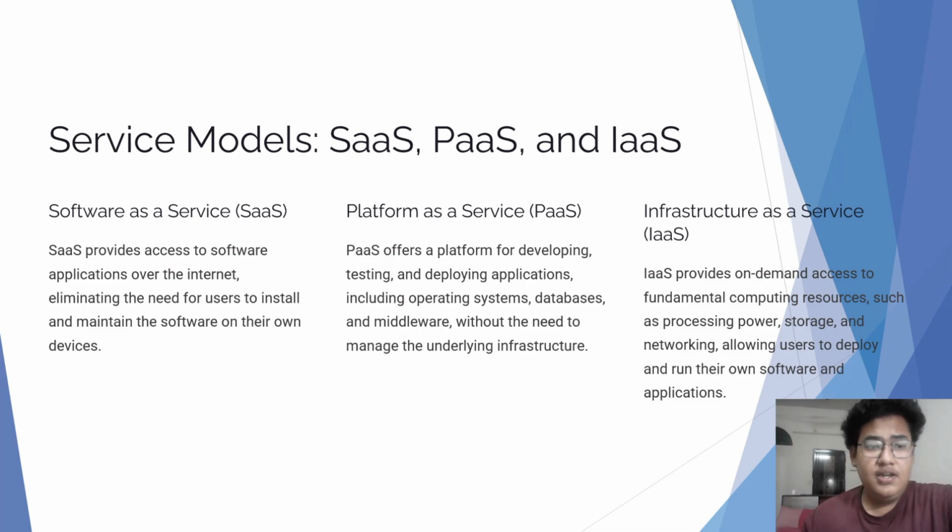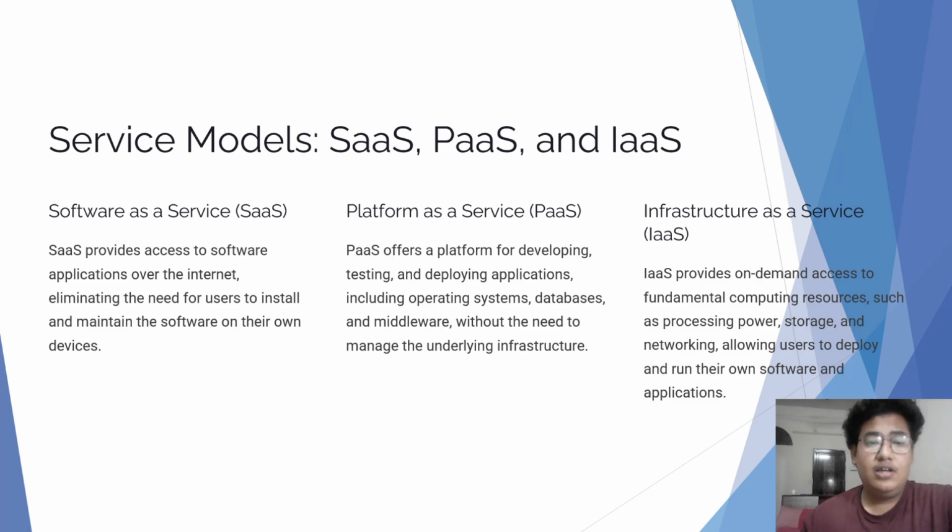The third one is infrastructure as a service, or IaaS. IaaS is the most flexible of the three. It provides fundamental building blocks such as virtual machines, storage, and networking. With IaaS, users have complete control over the infrastructure, allowing them to build custom solutions. Popular IaaS providers include Amazon Web Services, Google Cloud Platform, and IBM Cloud. These three service models give users different levels of responsibility and flexibility, making it easier for businesses to select what fits their needs best.